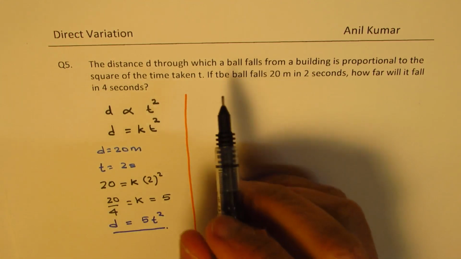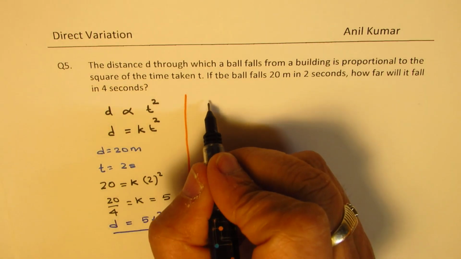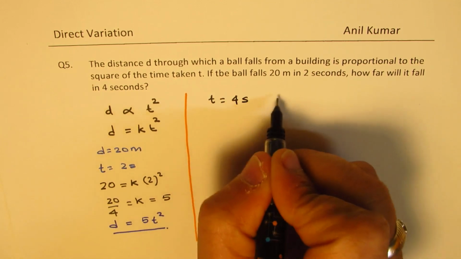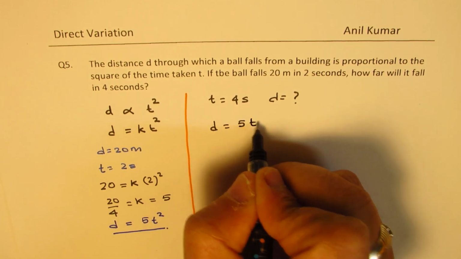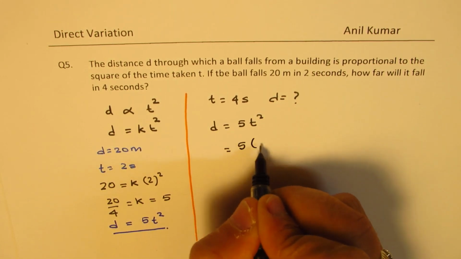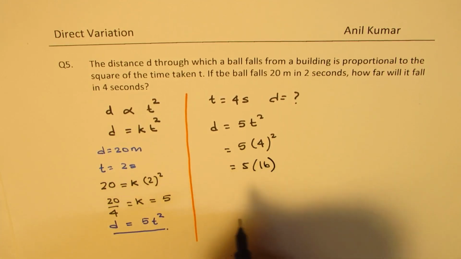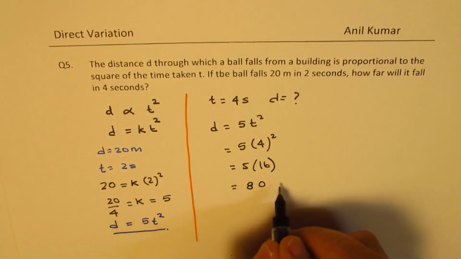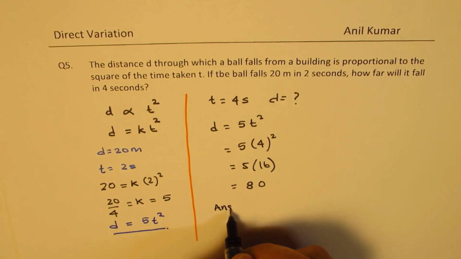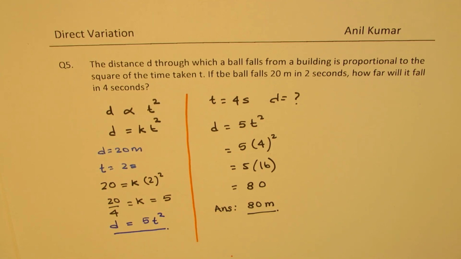It says, if the ball falls 20 meters in 2 seconds, how far will it fall in 4 seconds? So for t equals 4 seconds, we need to find distance. The distance is 5t squared. So it is 5 times 4 whole squared, which is 5 times 16. And what we get here is 5 times 6 is 30 and 8. So the distance is 80. So our answer is that it falls 80 meters. Is that clear to you? So that is how we are going to answer this question.